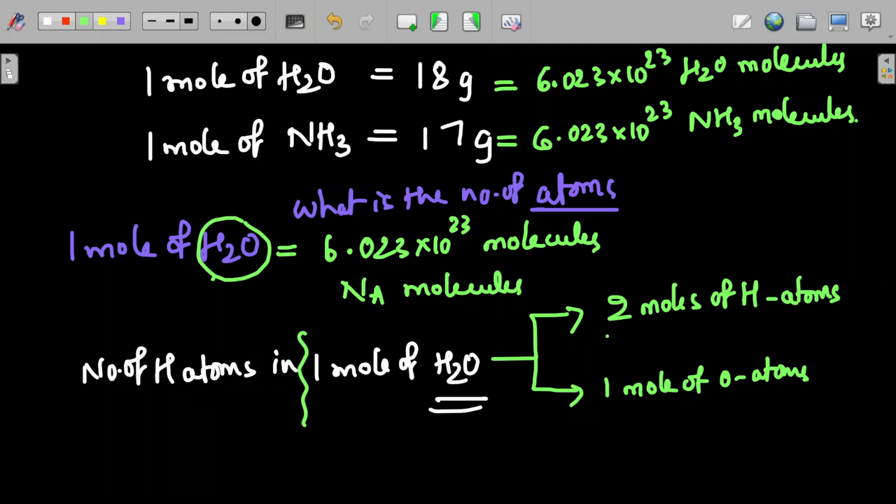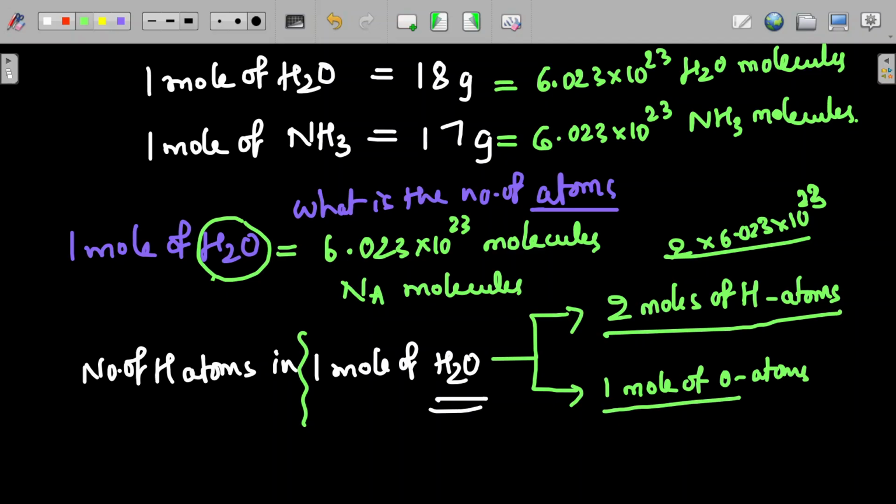So straight away you can find it. Number of hydrogen atoms will be 2 moles. 2 moles means what? 2 into 6.023 into 10 to the power of 23. So just keep it as it is. And what will be the number of oxygen atoms in 1 mole of water? 1 mole of oxygen atoms. That is 1 into 6.023 into 10 to the power of 23 oxygen atoms.